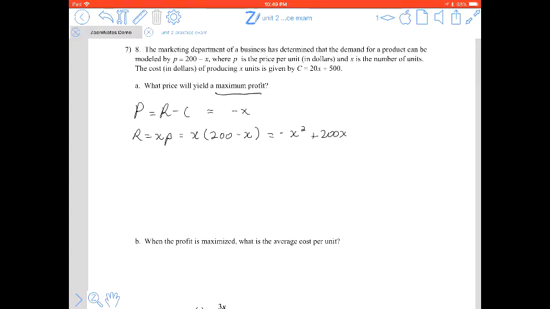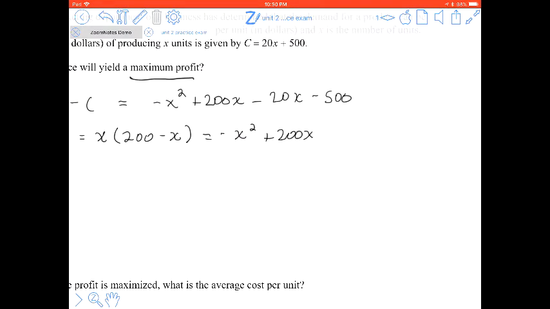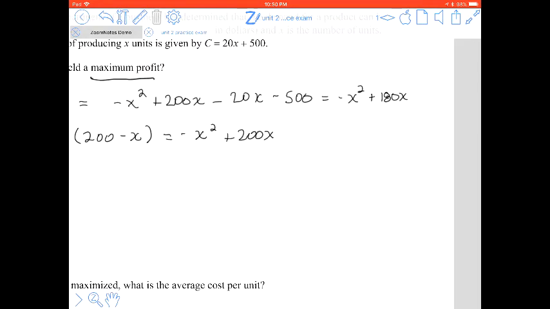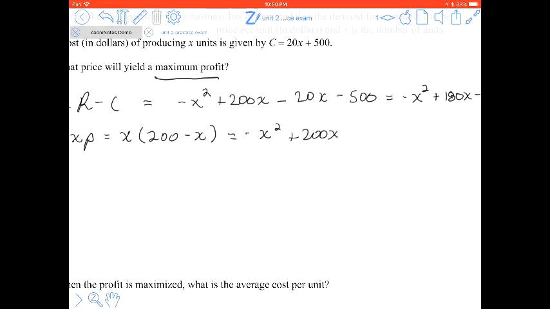So if we substitute that in for our revenue function here, then profit becomes negative x squared plus 200x. Now we subtract each term of the cost function, so minus 20x minus 500. So our profit function, if we combine some like terms, so there's a profit function.